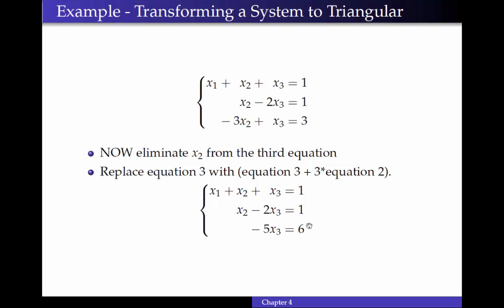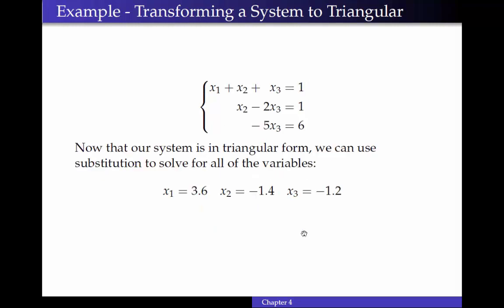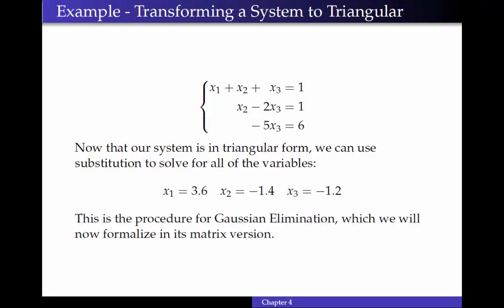And you can already see that I'll be able to solve this by back substitution. All I have to do is solve for x3 by dividing both sides by negative 5, and then I can plug that value into the second equation to solve for x2, and then I can plug both of those values into the first equation to solve for x1. And that's how back substitution works. So what we just did is exactly the procedure that we have for Gaussian elimination. So we're going to now formalize that in its matrix format.